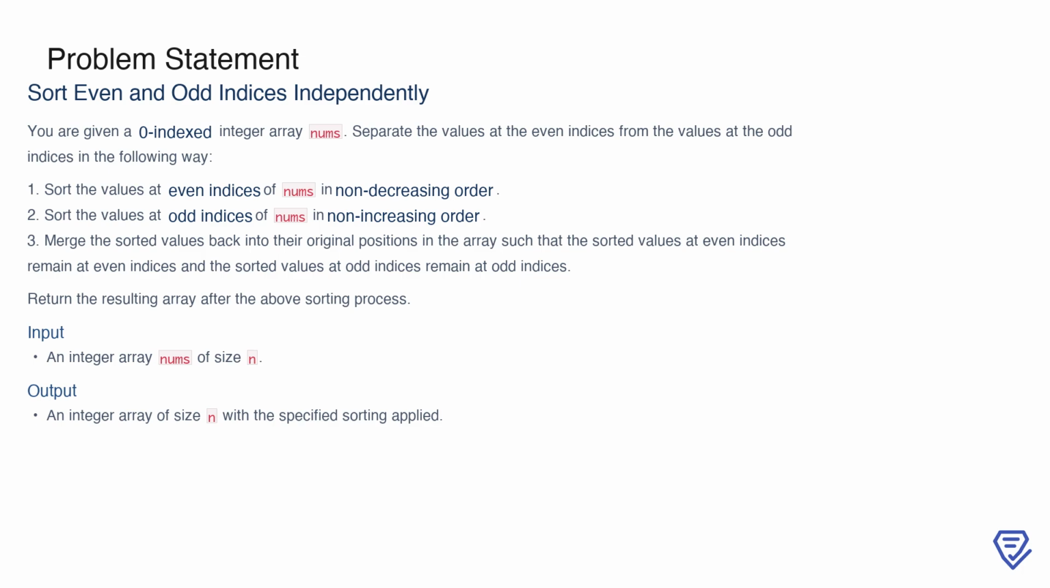First, sort the values at the even indices in non-decreasing order, which means arranging them from smallest to largest. Next, sort the values at the odd indices in non-increasing order, which means arranging them from largest to smallest. Finally, merge these sorted values back into their original positions in the array so that the even-indexed values remain at even indices and the odd-indexed values remain at odd indices. The goal is to return the updated array after applying this sorting process.